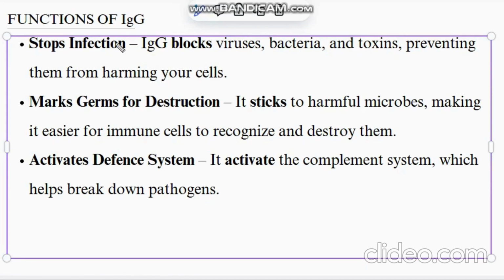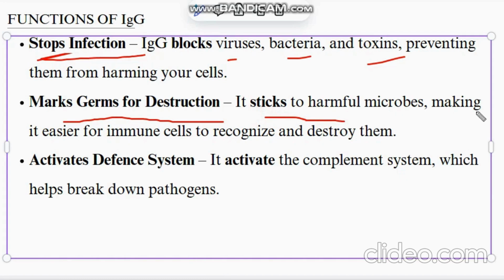The IgG antibodies stop the infection by blocking the virus, bacteria, and other toxins, and preventing them from harming the normal cells. So it plays a vital role in preventing the infection. That is, it will prevent the entry of virus or bacteria. Then it marks the germs for destruction. It will stick to the harmful microbes and make them easier for immune cells to recognize and destroy.